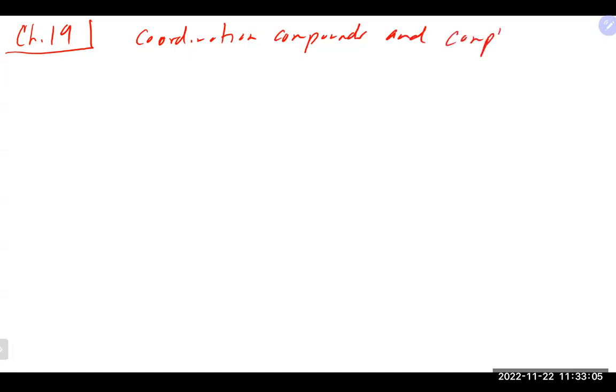Continue on here, chapter 19, I think. So really in this chapter, last time we were talking about coordination compounds and complex ions.